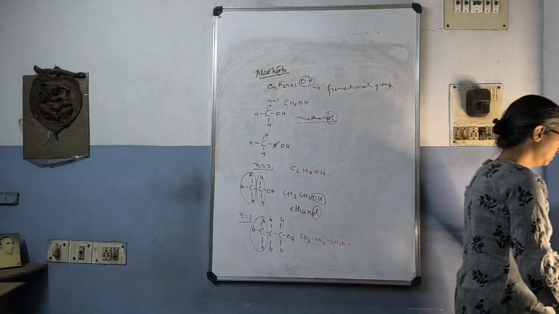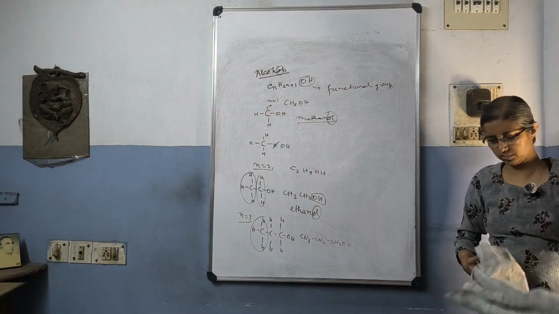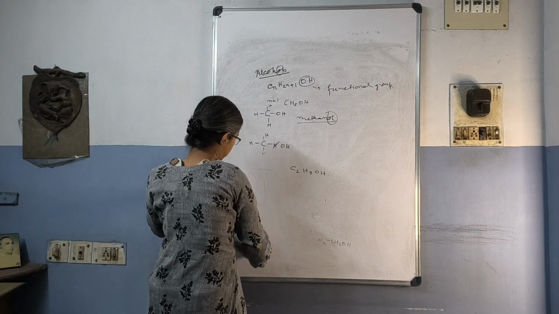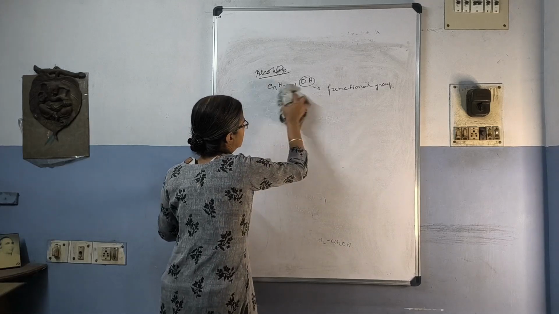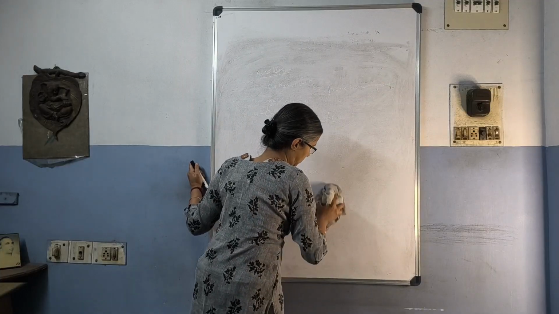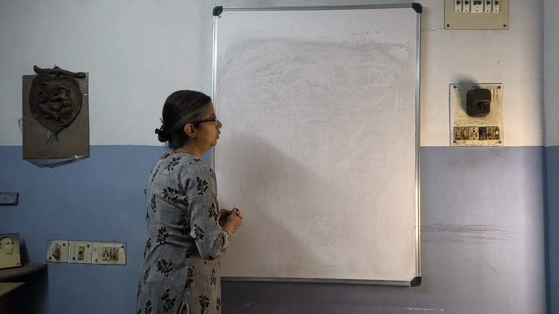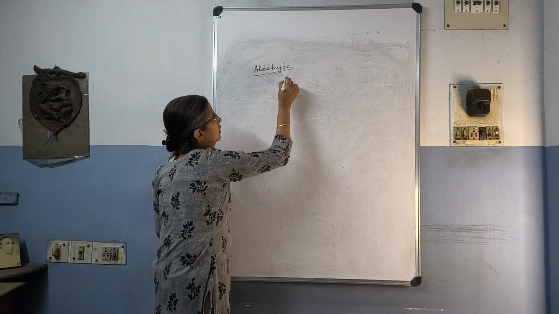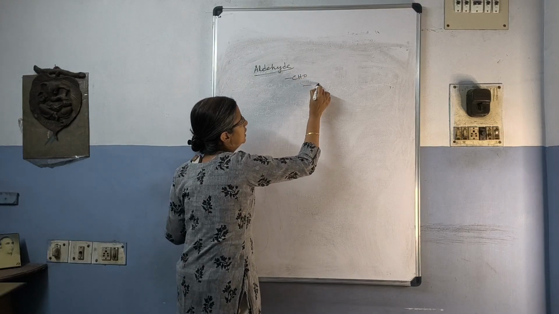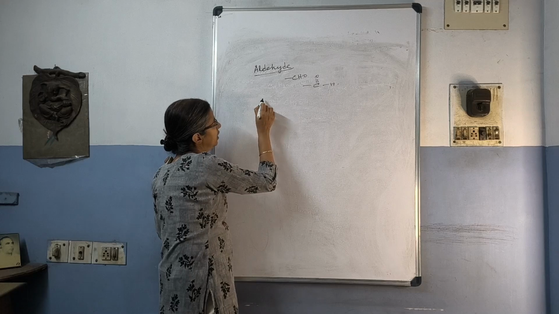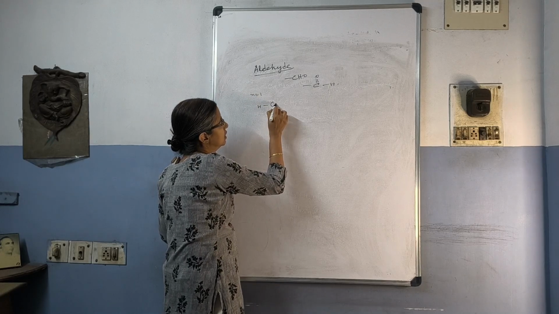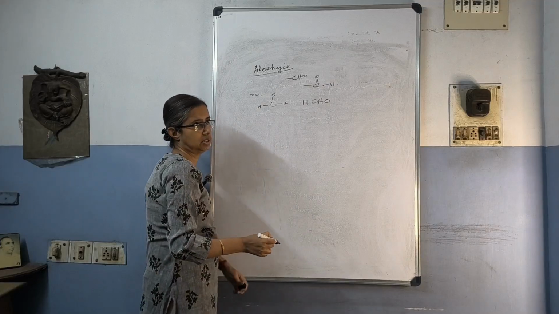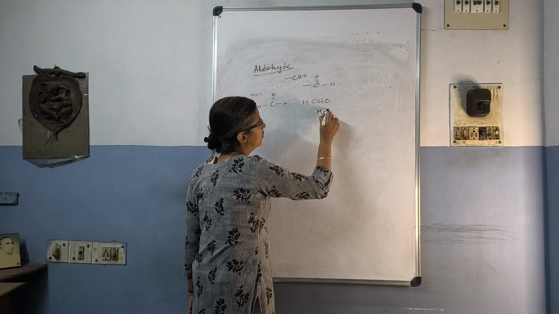Now next, we will do aldehydes. The functional group here is CHO, that is C double bond O, H. The first member is n equal to 1, which we will write as HCHO, not OH, because this is an aldehyde. So we have methanal.